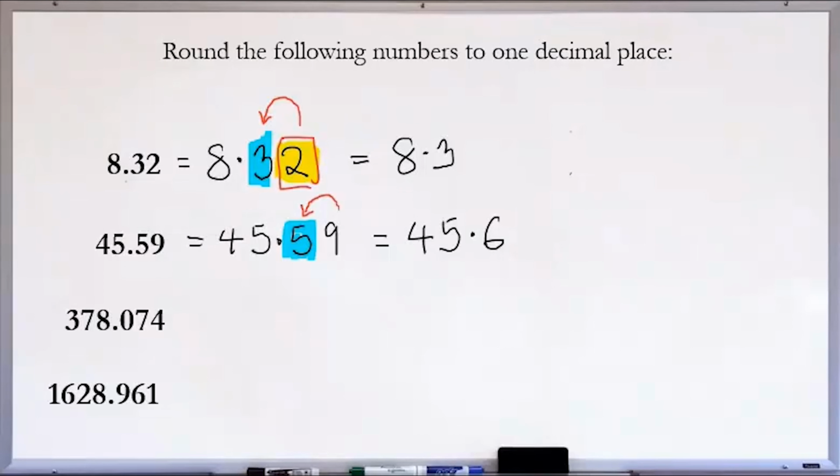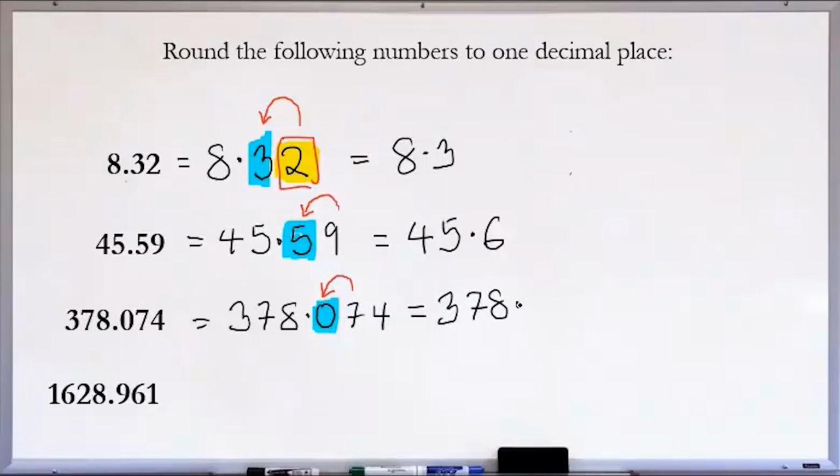One decimal place. So the next number, 378.074. We've got three numbers after the decimal point. We want only one. So let's go. That means we want only this one here. But we need to consider the number after it. The number after it is 7. 7 is up to a 5 and more than a 5. That means we'll be adding 1 to this number here. So what will we have? We will have 3, 7, 8, point. We'll add 1 to the 0. We have a 1. That will be our answer.